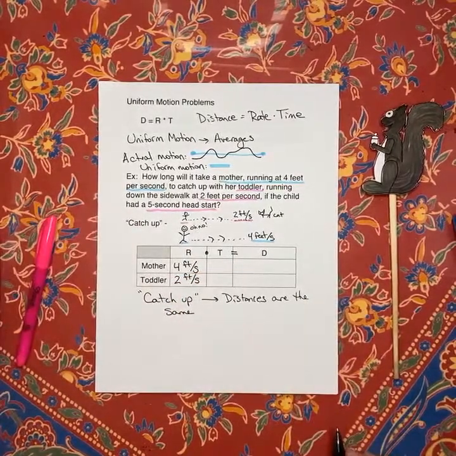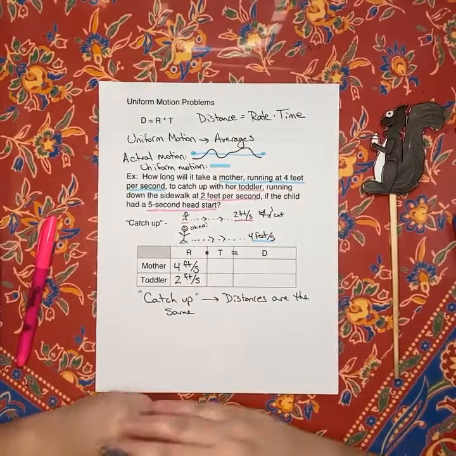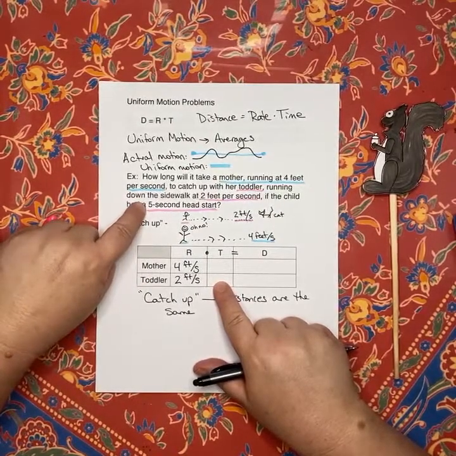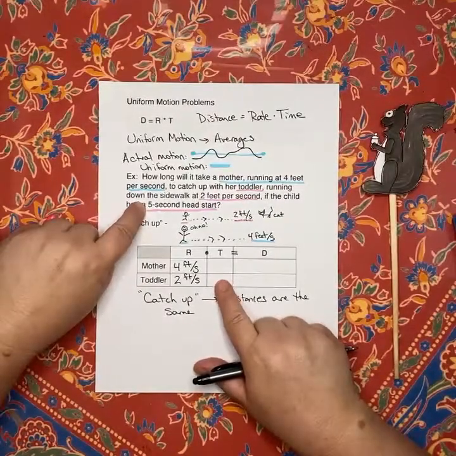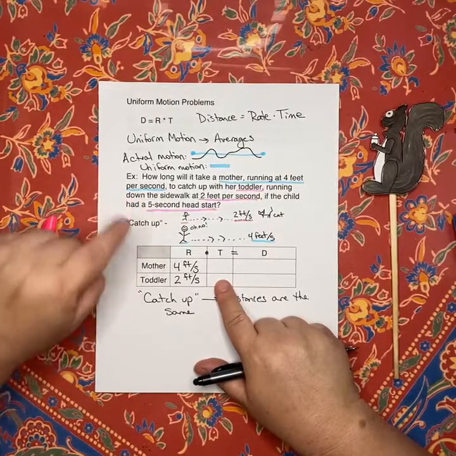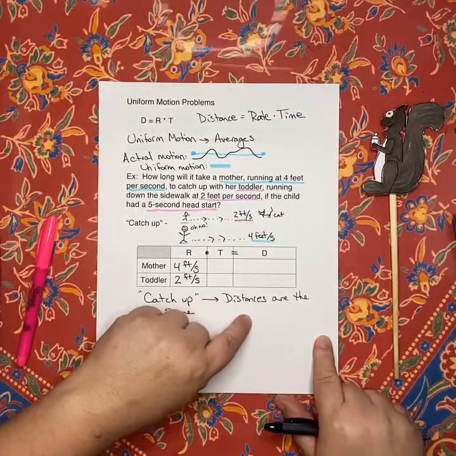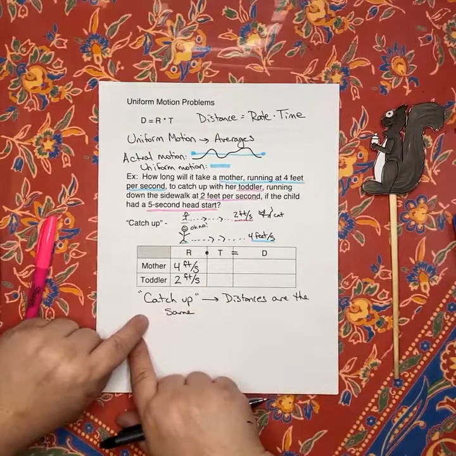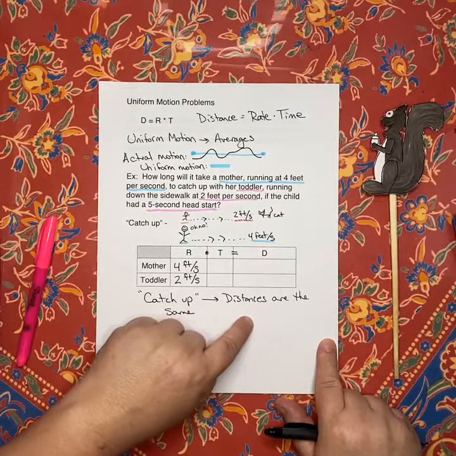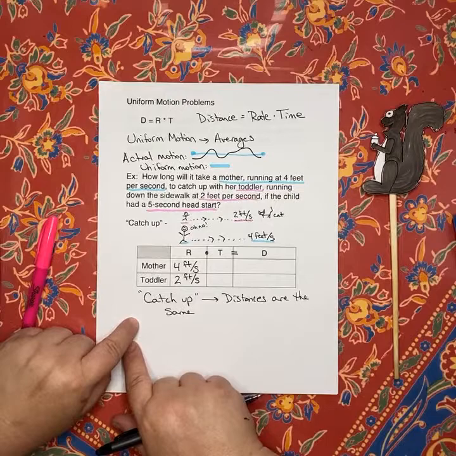So far, so good. Now, this is where things get exciting. Does the toddler run for 5 seconds? Because it looks like, I underlined it in pink, it says 5 seconds. Does the toddler run for 5 seconds? And the answer is no. The toddler had a 5-second head start. So the toddler goes first, and then the mom goes, oh no, and catches up. So for 5 seconds, just the toddler's going, and then for the rest of the time, they're both going. So it's not just 5 seconds.